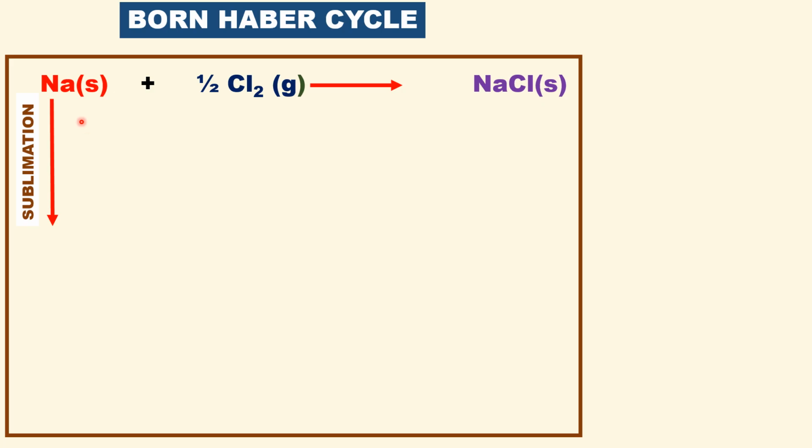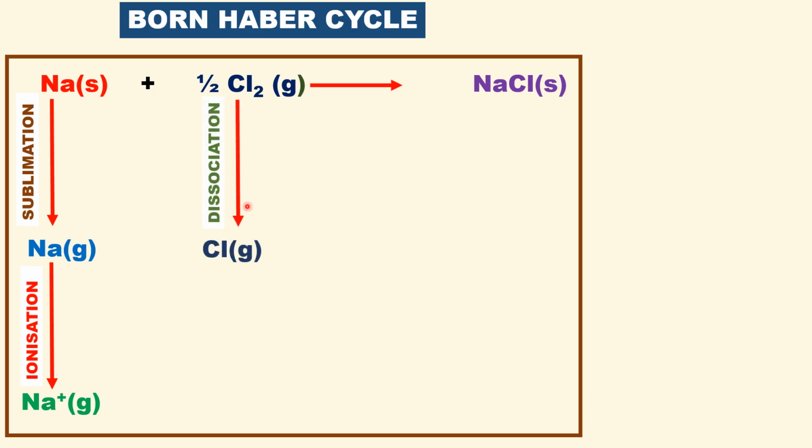In the first step, sodium undergoes sublimation to give sodium vapor. Sodium in the solid state is converted into sodium in the gaseous state. This process is called sublimation. In step 2, sodium atom in the gaseous state undergoes ionization to give Na+ gas. In step 3, chlorine gas undergoes dissociation to give chlorine atom in the gaseous state. This is the enthalpy of dissociation, this is the enthalpy of sublimation, and this is the enthalpy of ionization or ionization potential.